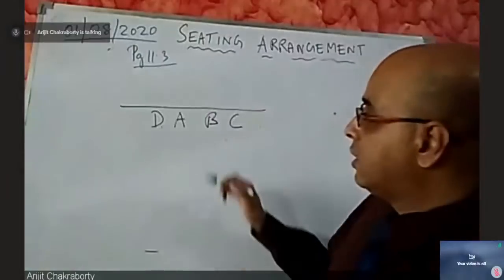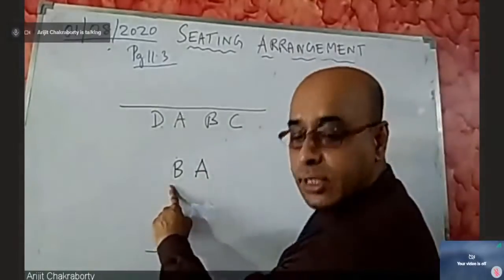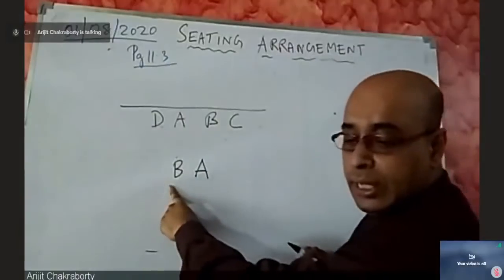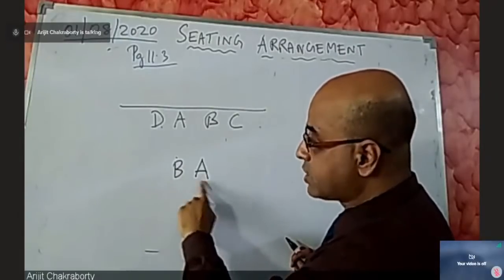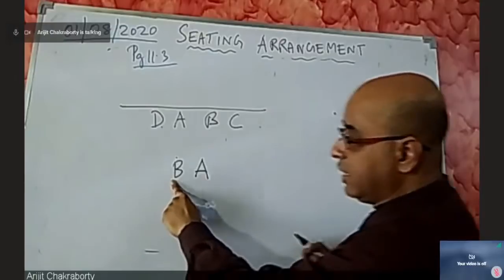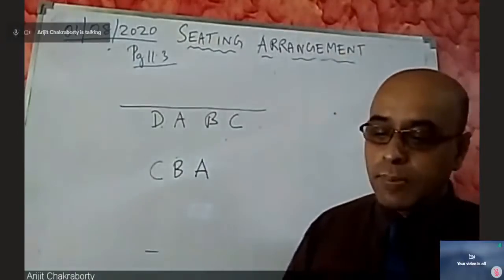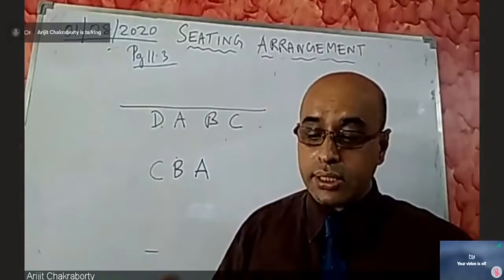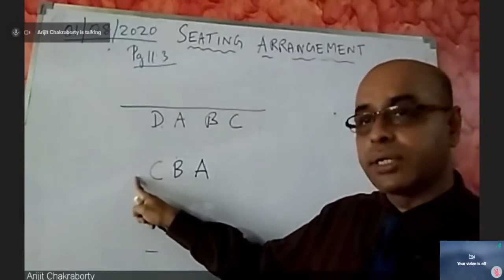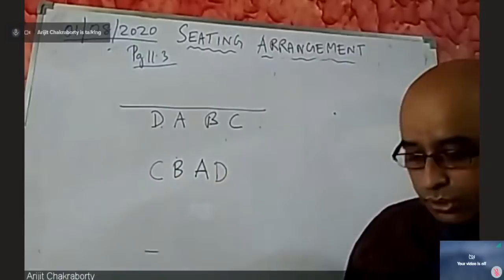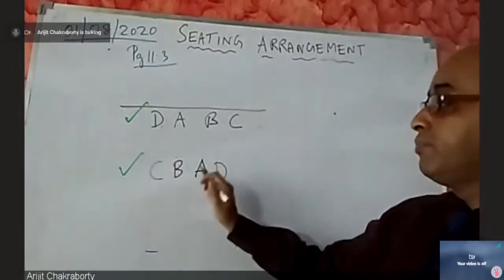The other option can be if, instead of A, I put B here and A is seated here, because A and B are sitting together. As per the condition, A is seated next to B, but not to C. That means C cannot sit here, so C has to sit here. I will write C here. Also, C is not sitting next to D, so D cannot sit here. D has to sit here. So the options available to us are either DABC or CBAD.